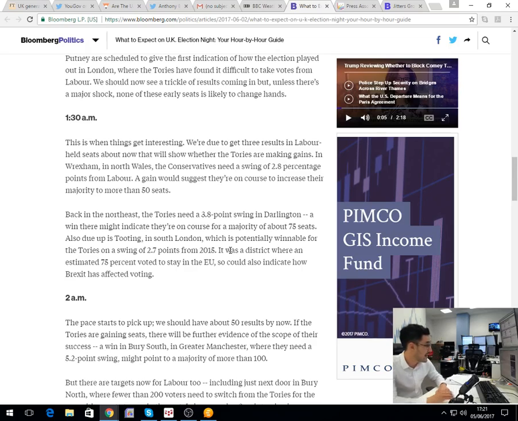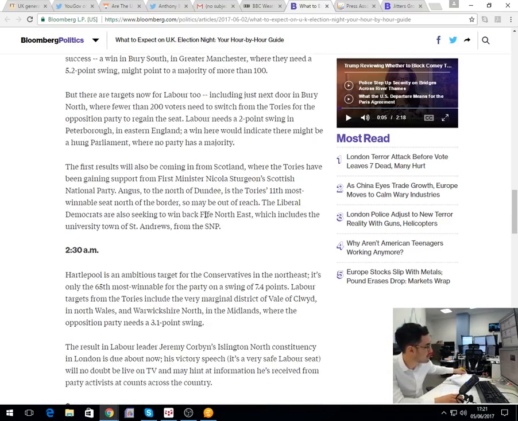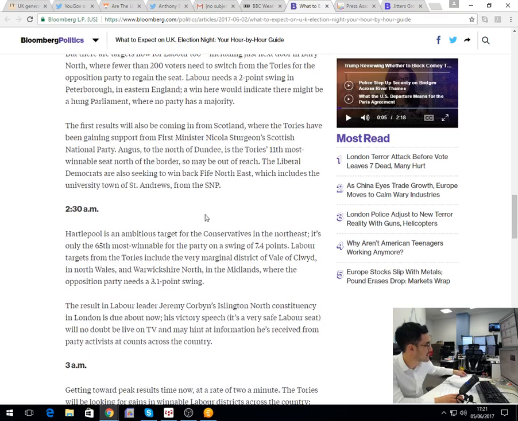When it comes to 2 AM, if we start to get further down, by this point, it starts to ramp up. We'll get about 50 results by that point. There'll be further evidence of how well they've done. So really, by 2 AM, 2:30, much like the EU referendum, we should by then start to have seen how well or how badly the Conservatives have done.